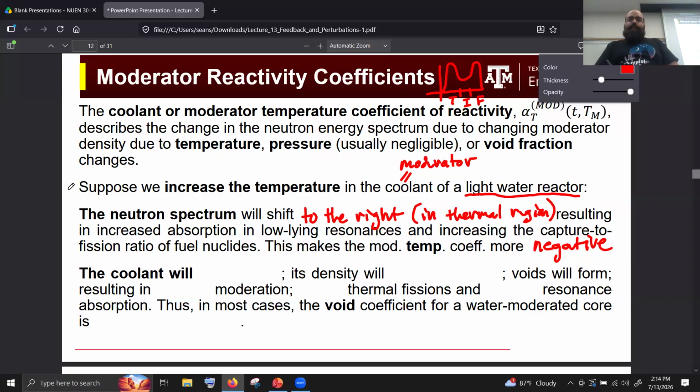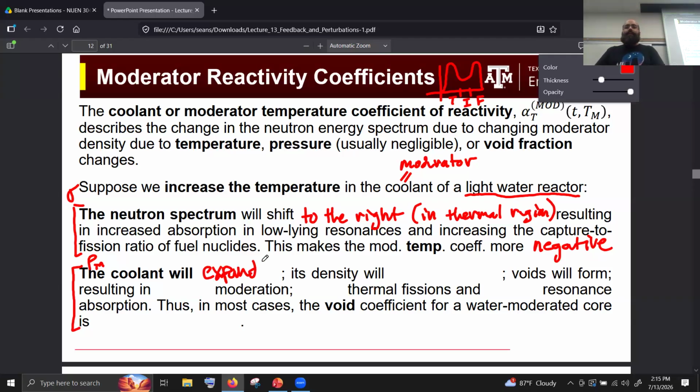So this is an impact to the microscopic cross sections due to a temperature change. But also we can be impacting the density, the mass density of our coolant as well. So if you increase the temperature of something, does that make that material expand or contract when you increase the temperature? Perfect. So that coolant is going to expand.